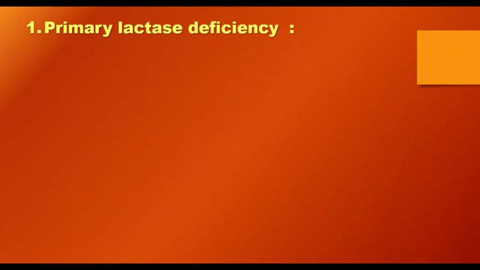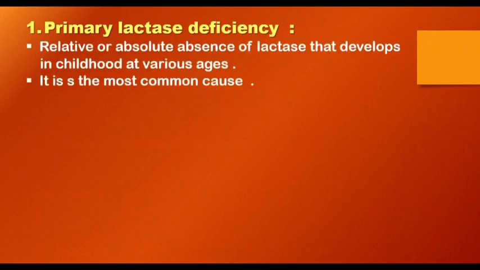Now we have to classify the lactose intolerance. The lactose intolerance will be classified according to its causes into four main types. Firstly, it is the primary lactase deficiency. This is caused by relative or absolute absence of lactase that developed in childhood at various ages, and it is the most common cause of lactase deficiency. The primary lactase deficiency is the most common cause. It is also referred to as hereditary lactase deficiency.